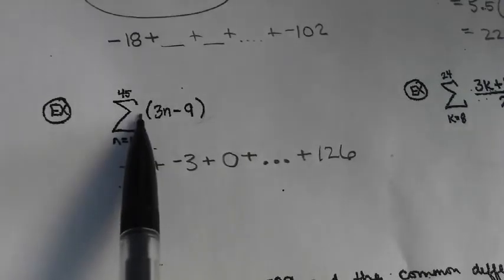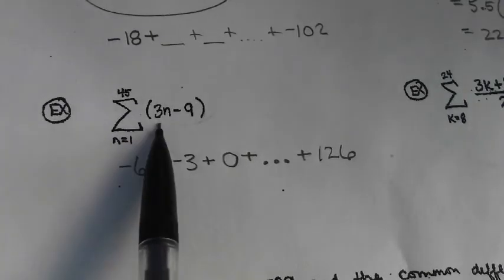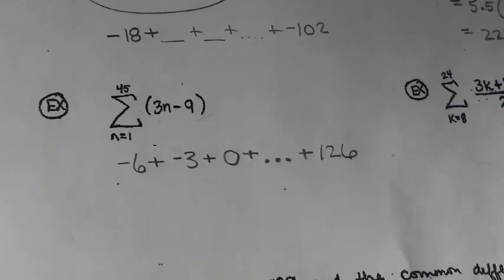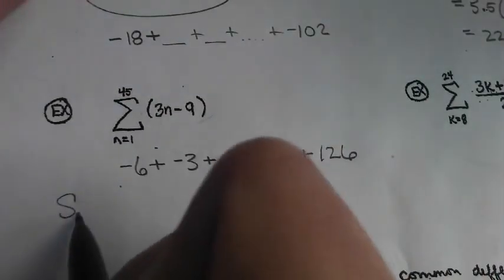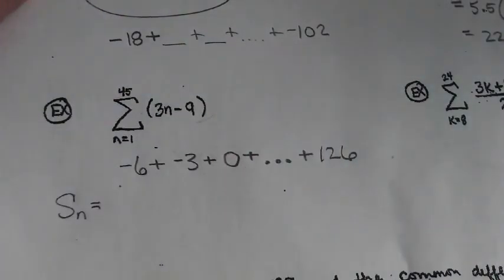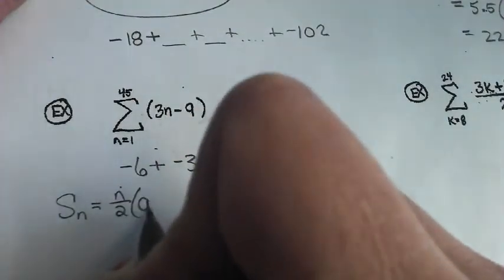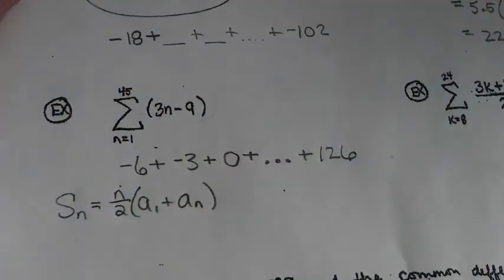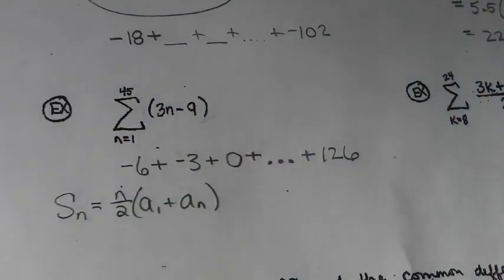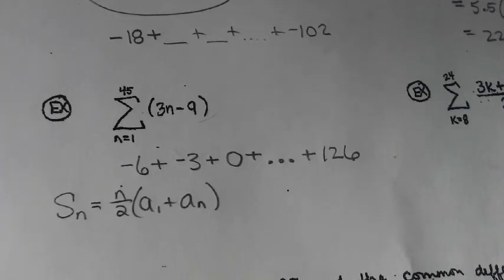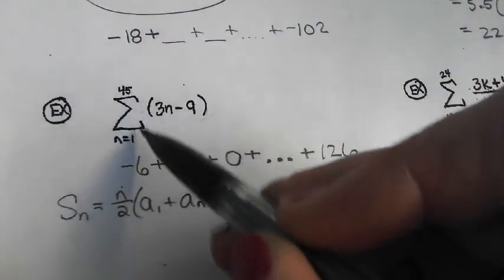Okay, something else to look out for. It's arithmetic, and they're asking me to add them all up. So it's an arithmetic series. Wonderful. We have a formula for that. S sub n equals n over 2 times a sub 1 plus a sub n. So we're looking for our series total, essentially, through how many terms? 45.